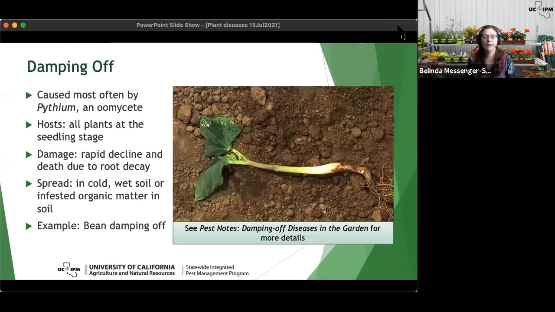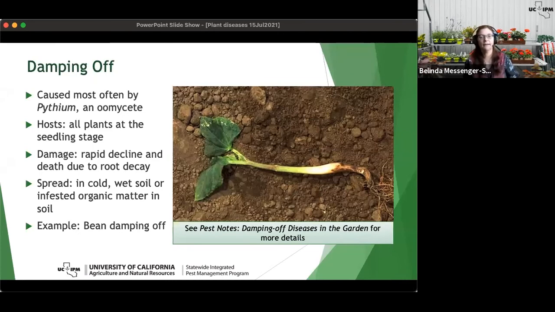Damping off is something that can happen to all plants at the seedling stage. Manage it with good sanitation, quality planting material, and well-drained soil. Plant when the temperatures are warm enough for the seedlings to grow quickly.